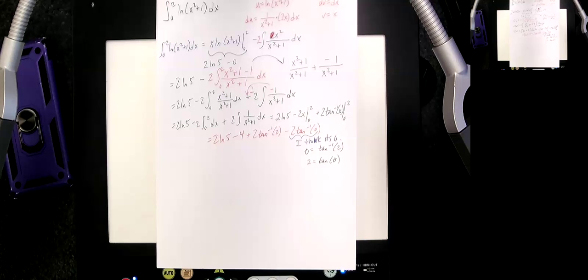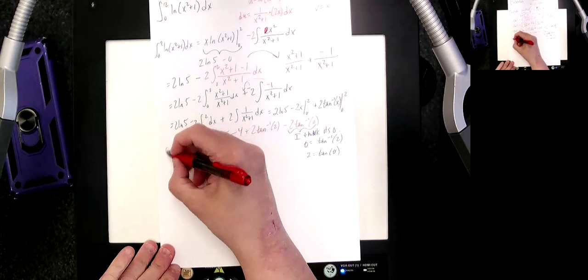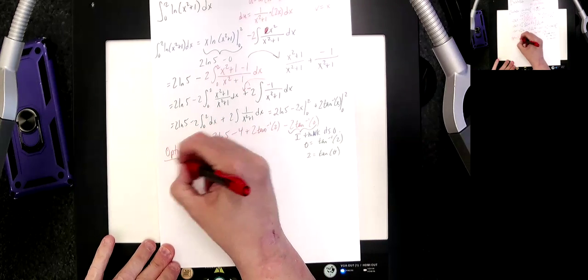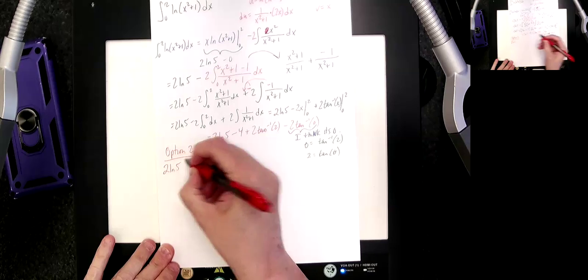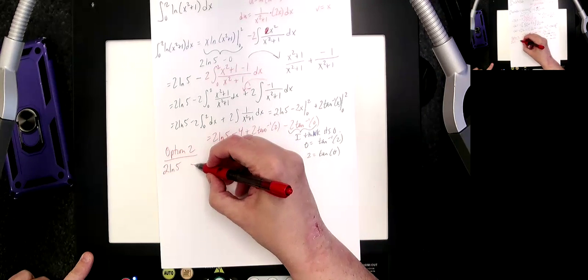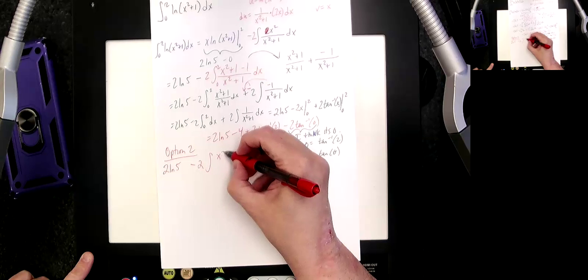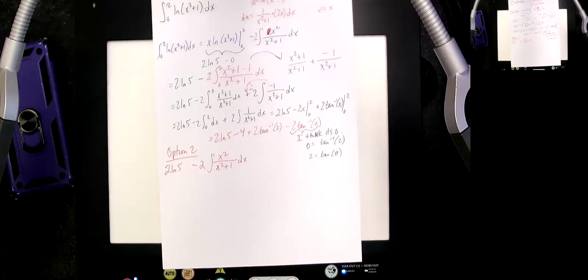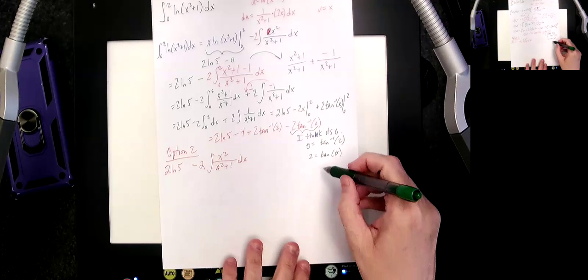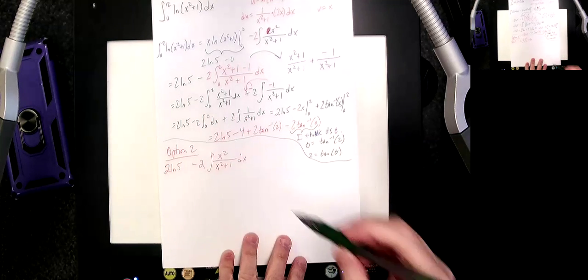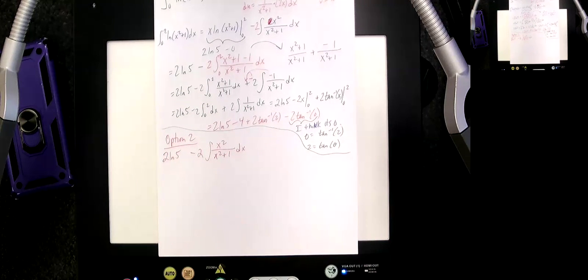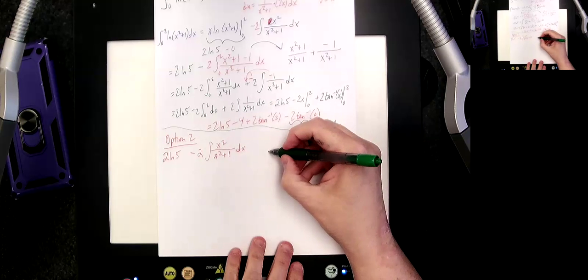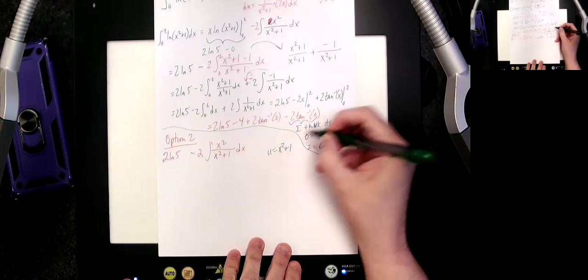The other way of doing it, let's bring that line down above. Option 2. I'm going to leave the 2 natural log of 5 in, and start back at this line real quick here. I'm going to let u equal the bottom. It's always worth a try.